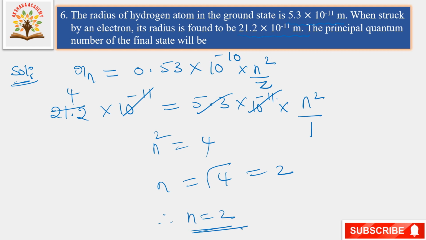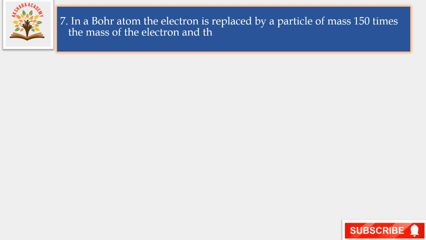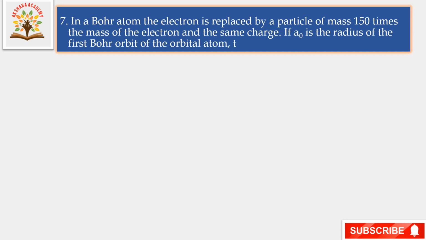Okay, next we will go to this question. In a Bohr atom, the electron is replaced by a particle of mass 150 times the mass of the electron and the same charge. If A0 is the radius of the first Bohr orbit of the original atom, then that of the new atom will be. Now let us go to the solution.